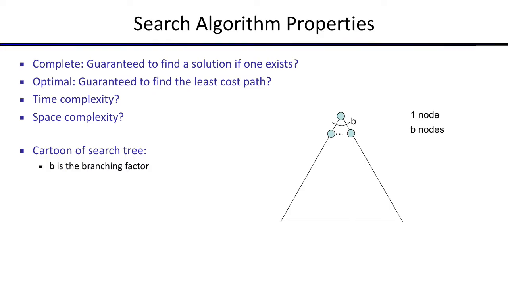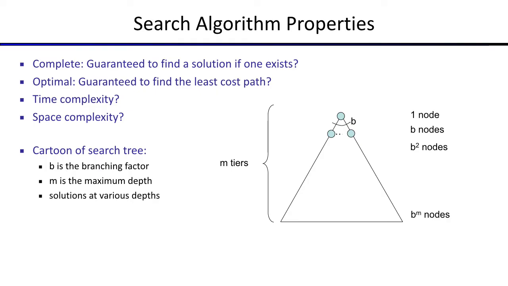B is the branching factor. So in the first row we have 1, then B squared. And we'll call M the maximum depth. So the lowest row has B to the M nodes. And there will be solutions at various depths. So what we mean by this is, this could be some state in the search tree that found us a path from Arad to Bucharest, went all over the place because you're all the way down here. And this could be another path that's a bit more direct over here.